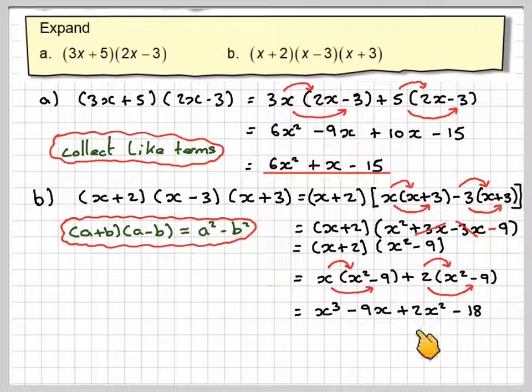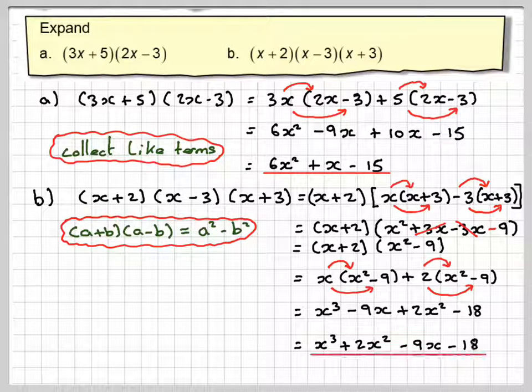We're just going to rewrite this a little bit by swapping these two over. So it's x cubed plus 2x squared minus 9x minus 18. So each of the terms go down in descending powers of x.